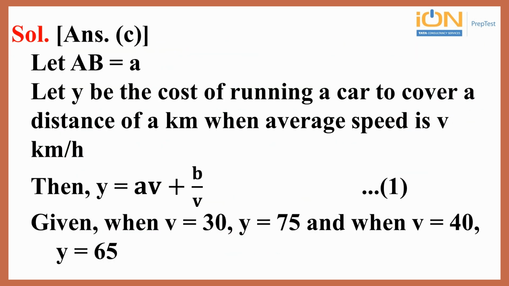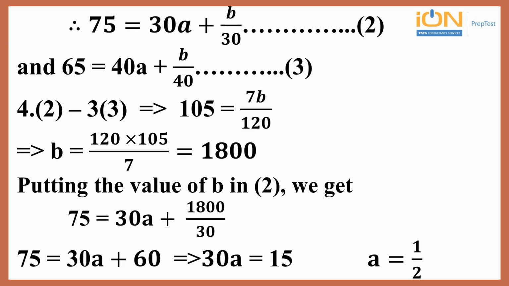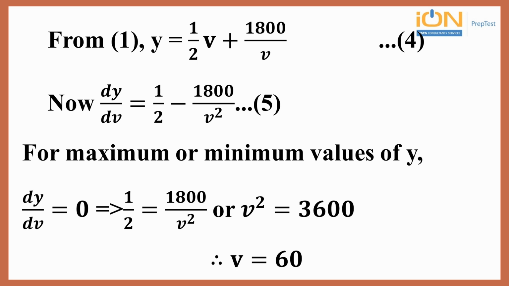So let's look at the solution. The answer is C. Let AB be equal to A. Let Y be the cost of running a car to cover a distance of A kilometers when average speed is V kilometers per hour. Then Y is equal to AV plus B by V. Given V is equal to 30, Y is equal to 75, and when V is equal to 40, Y is equal to 65. We have 75 equal to 30A plus B by 30. 65 is equal to 40A plus B by 40. So from equations 2 and 3, it's clear that the A and B values are half and 1800. So now the equation Y turns out to be half V plus 1800 by V.